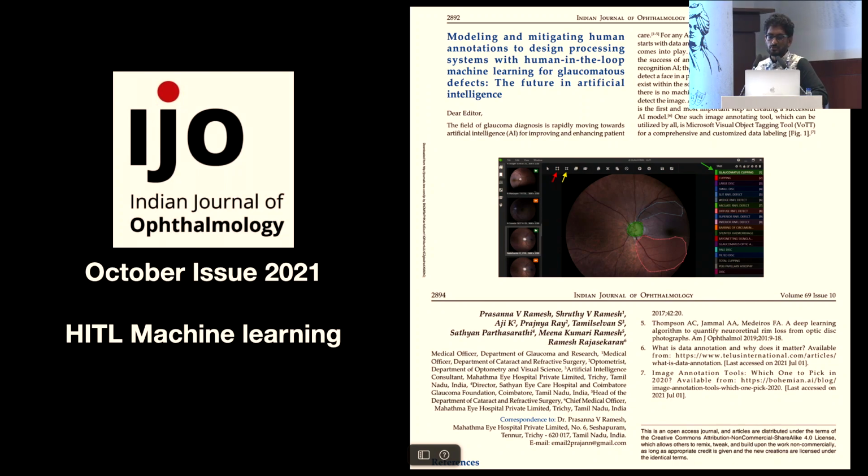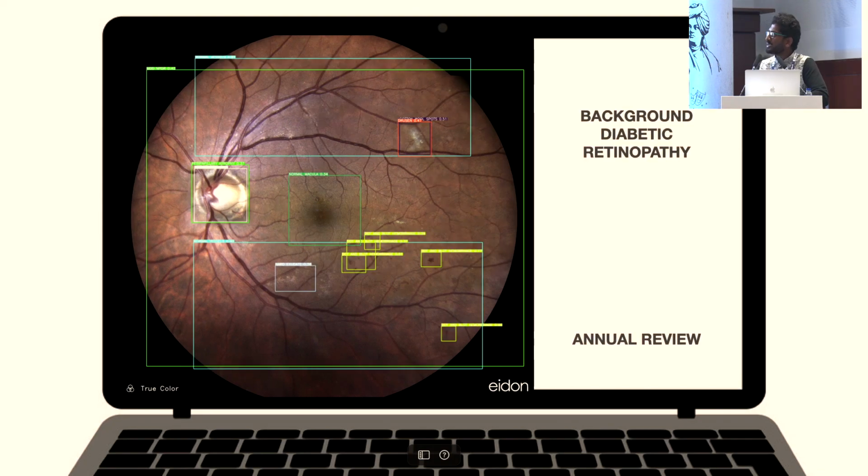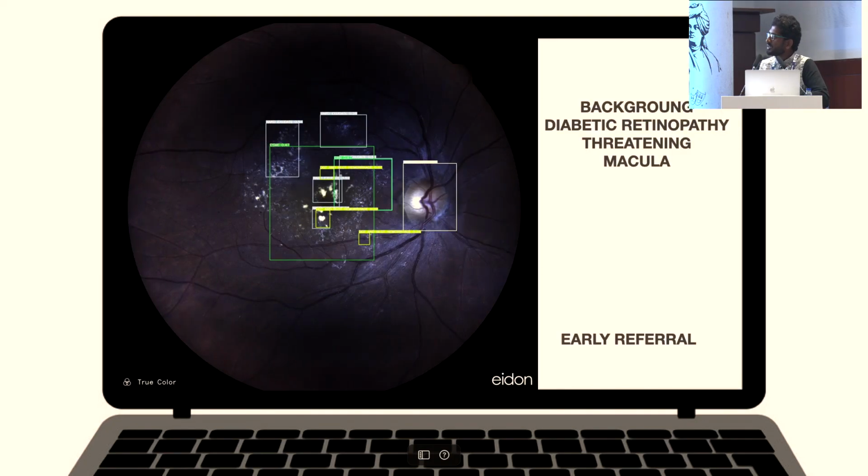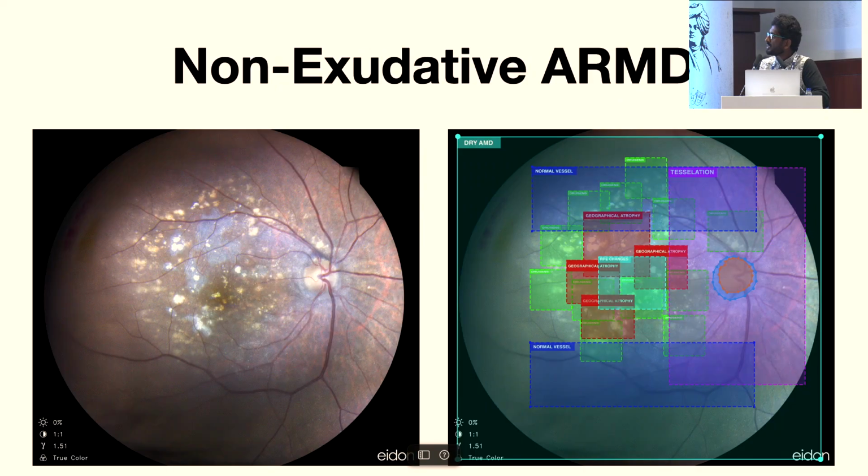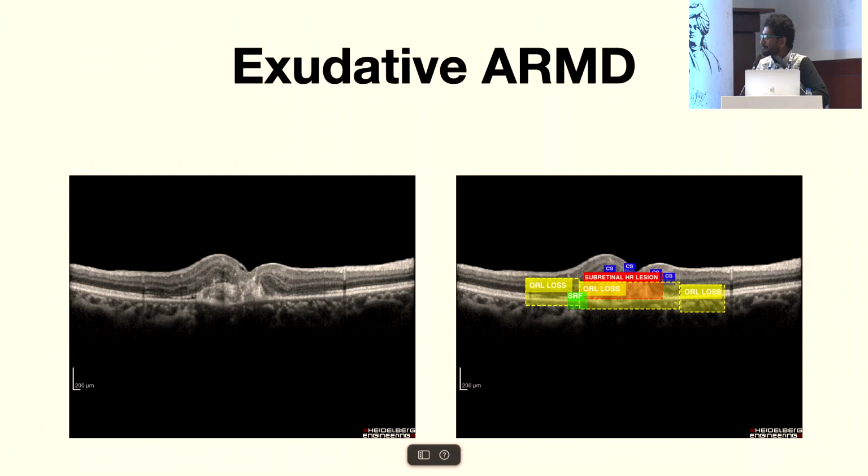I am using human in the loop machine learning, where human goes hand in hand. You can use it for diabetic retinopathy, and you can use it for what not, OCT, and there is no ending to it.